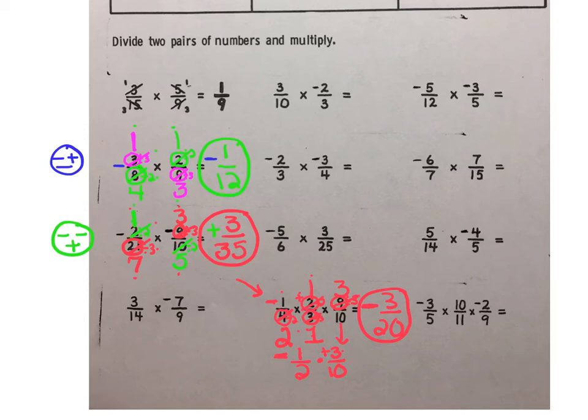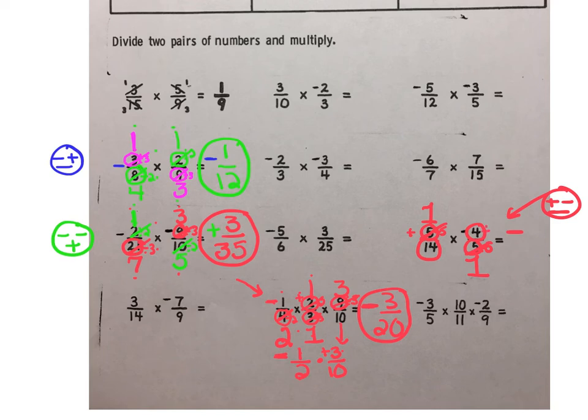Let's try one more together before we pause the video and you do some work on your own. Let's go right here and take a look at this problem. First of all, we see that it is a positive times a negative. We know a positive 5/14 times a negative 4/5 will give us a negative result. We certainly can see that we can factor a 5 out of each of these. 5 divided by 5 is 1. And we also have to do the same to this numerator. That's 1.